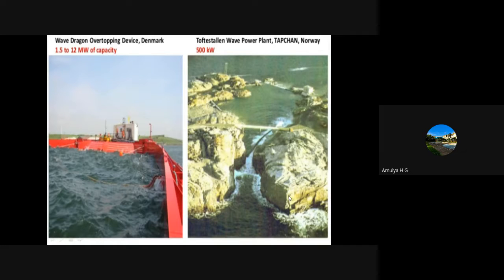The working is just similar to a hydro power plant. In this image you can see the installation of both types of plant. This is the tapchan or tapered channel located in Norway, having a capacity of 500 kilowatt. Similarly, one more device, the overtopping or wave capture device, has a capacity of 1.5 to 12 megawatt.